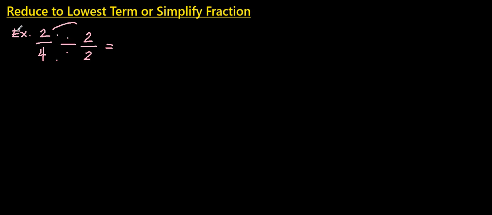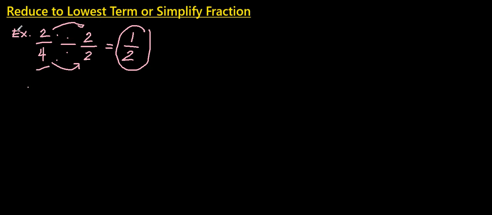So 2 divided by 2 is 1 and 4 divided by 2 is 2. So 1/2 is the reduced lowest term of 2/4.